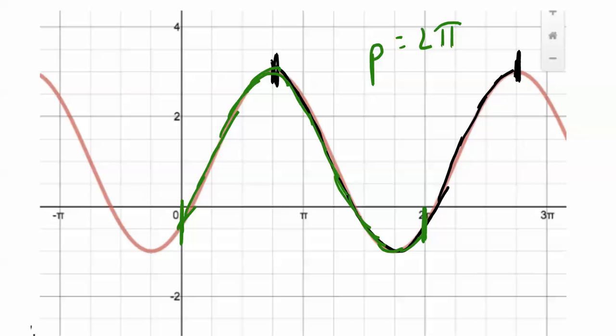Again, one of the easiest things I think is to start right on your y-axis and then trace until you get back to that exact same spot.